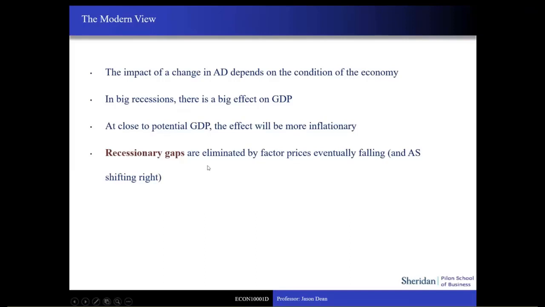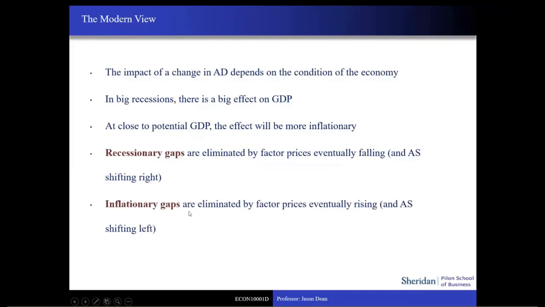We'll talk about that in a sec, because remember, in a recession, if wages were to fall, that would be consistent with the aggregate supply curve shifting to the right. So if wages do fall, then aggregate supply should shift to the right and get us back automatically to potential GDP. And then for similar reasons, but in the opposite direction, inflationary gaps would be eliminated by factor prices eventually rising, which would slow things down because it's more expensive.